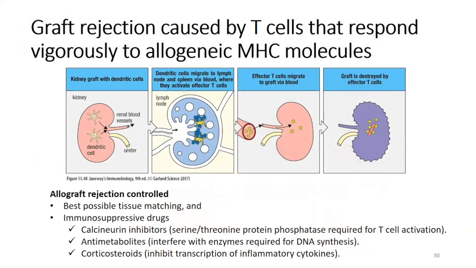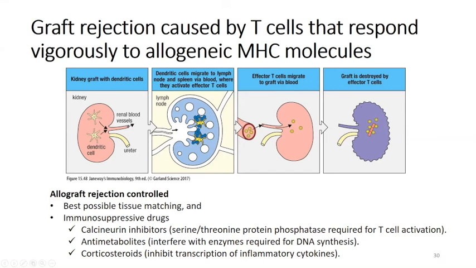In humans, the same thing happens. You've got a kidney graft, and the dendritic cells, once they're transplanted into the host, can find their way into lymph nodes. Then those dendritic cells will activate the T cells in the patient. This is a very vigorous allogeneic T cell response. These cells leave the lymph node and go and destroy the graft.